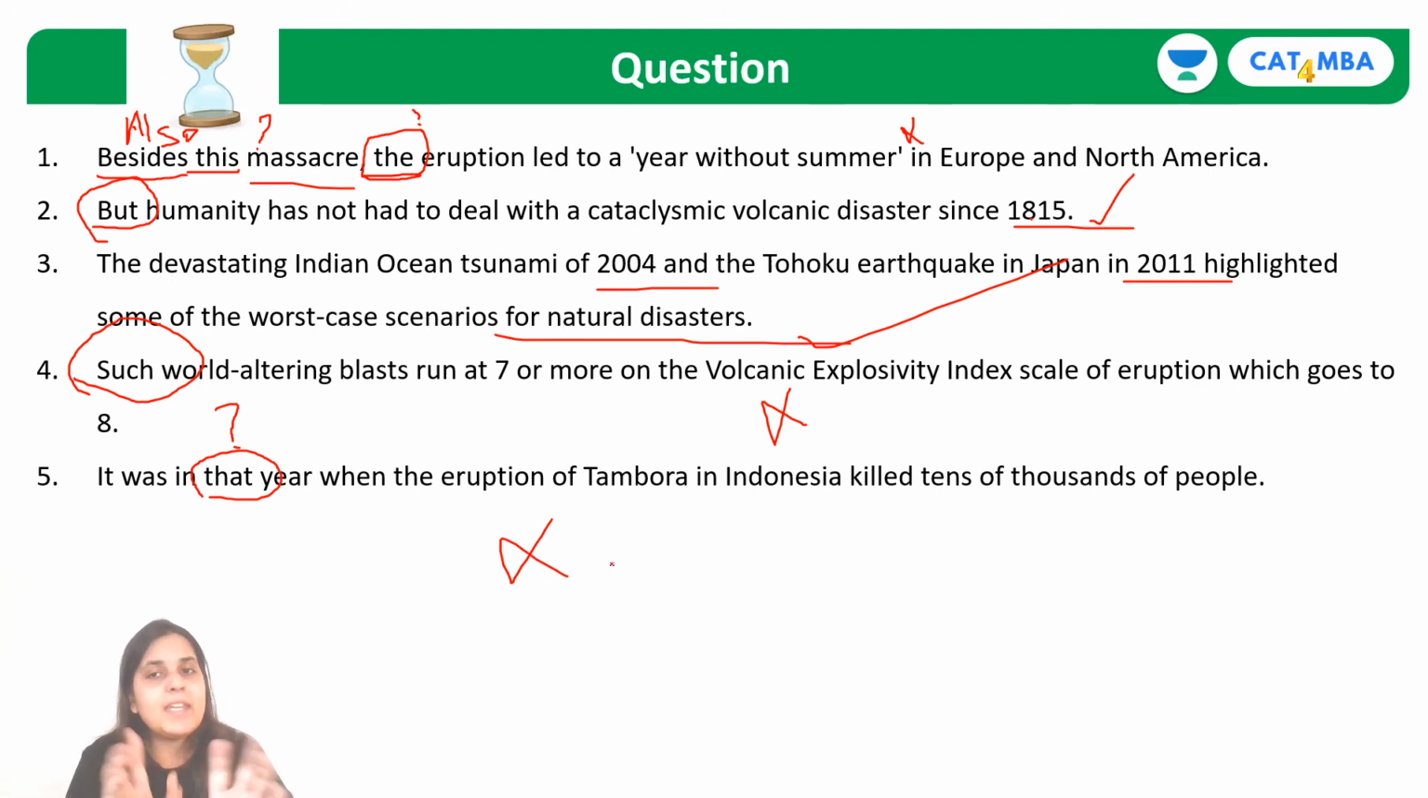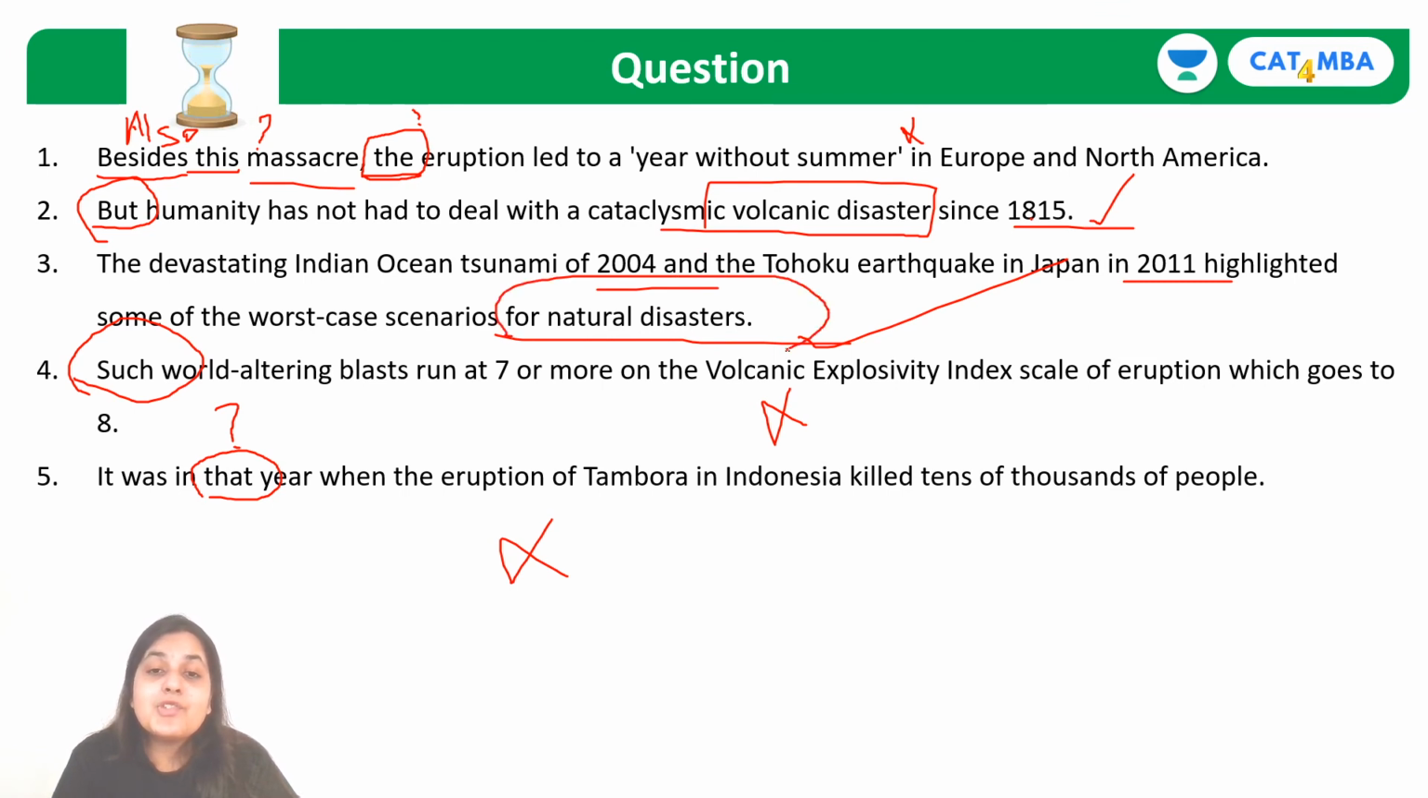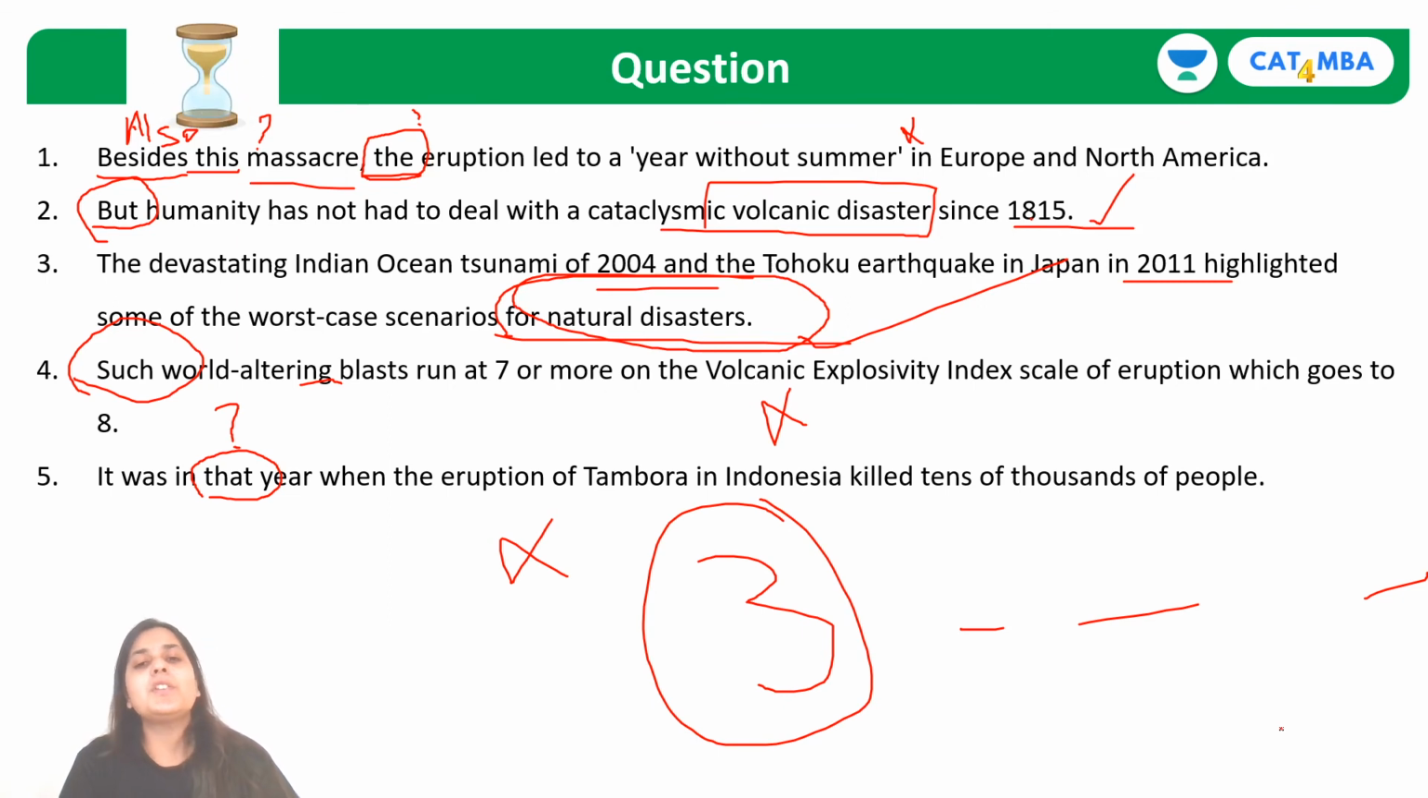So grammatically I have done the analysis, now I will do it logically. Two or three are our options, compare them. I told you the broadest statement will come first. Two says cataclysmic volcanic disaster, volcano. Three says worst case scenarios for natural disasters, which is a broader statement, you tell me. Plus it has but too. Which is broader, only volcanic disaster or natural disasters? Obviously natural disasters. So 3 now becomes my opener. I'm going to start with 3 and then I will work out the rest of the order.